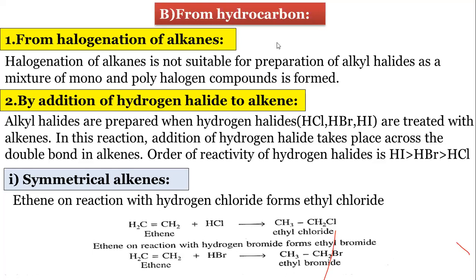See, the first one is by using alkanes. By using alkanes, we can prepare alkyl halides, but many mono, di, and polyhalogen compounds are formed. So this method is not actually used for the preparation of alkyl halides due to its limitation. Its limitation is that we get a mixture of compounds, mono, di, tri. If more than one hydrogen is replaced, it is called polyhalogen derivatives.